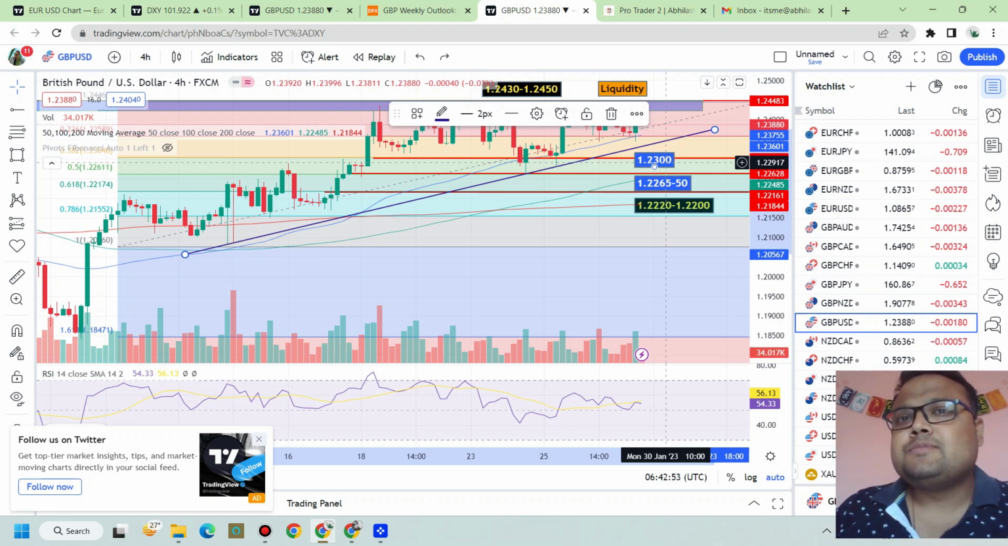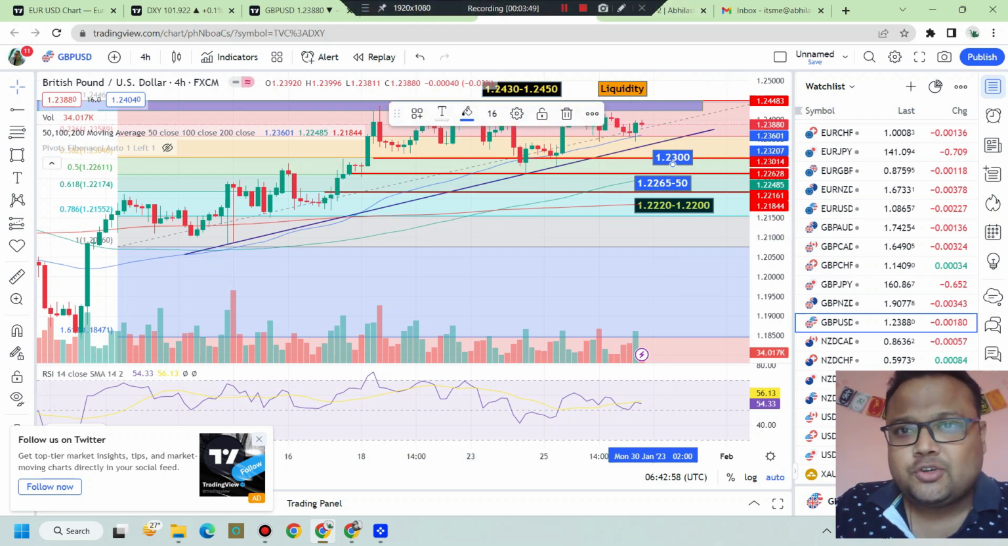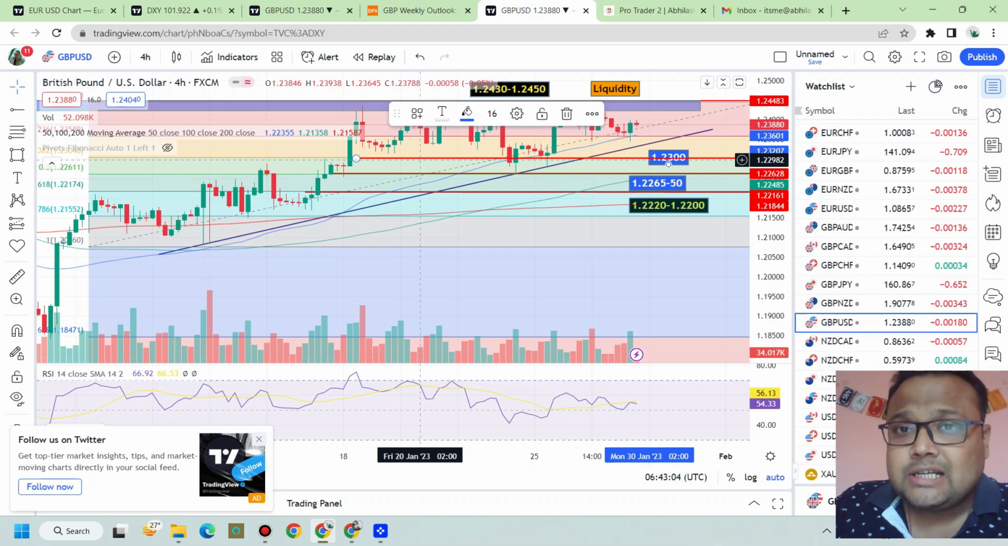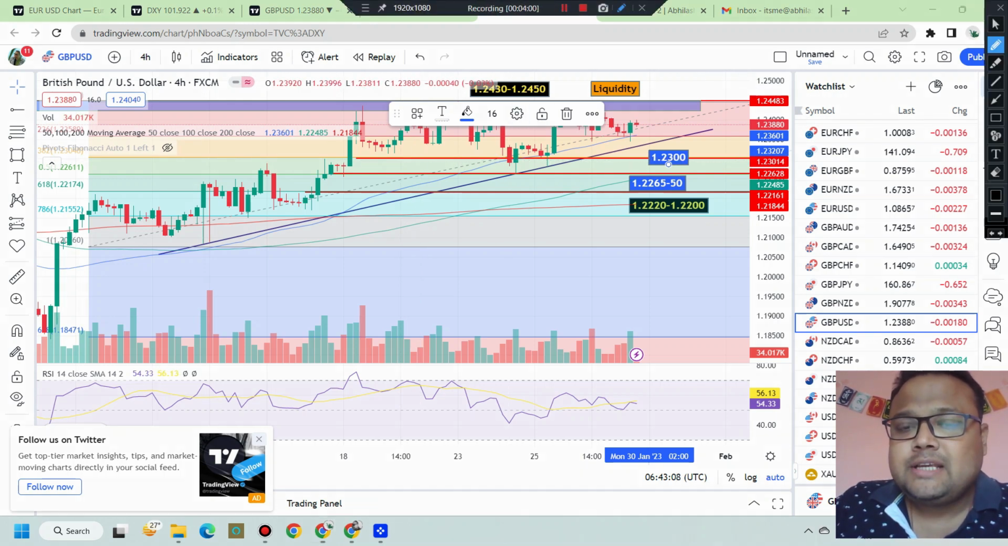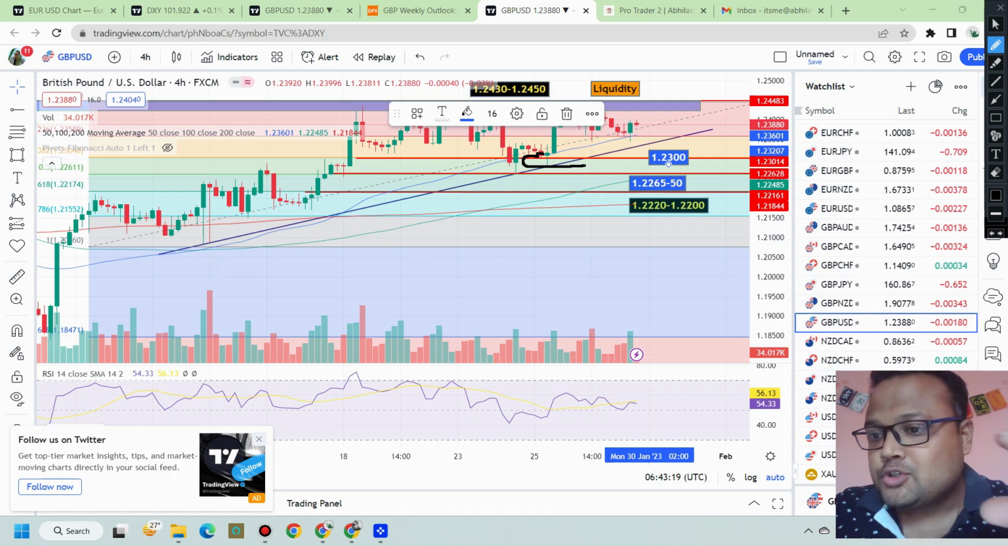So if the market comes down on Monday, observe the market around the 1.2300 level. That is our first support. Why are we considering this support? Because this is the Fibonacci 38.2% retracement level, and we have also seen price rejection around this area. So if the market comes to 1.2290 also, do not consider it a breakdown. That is a support zone in the market.